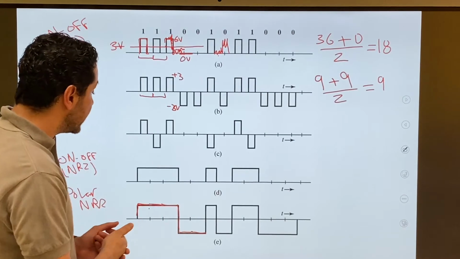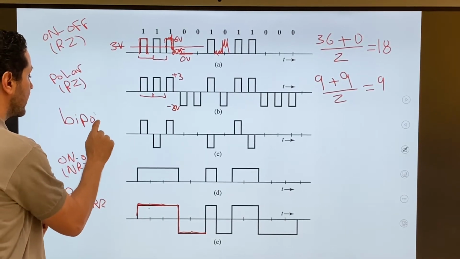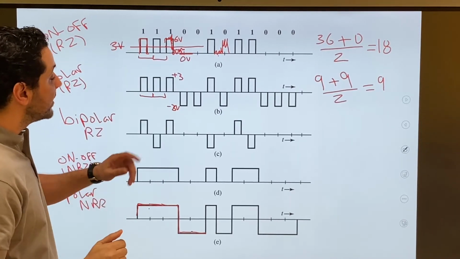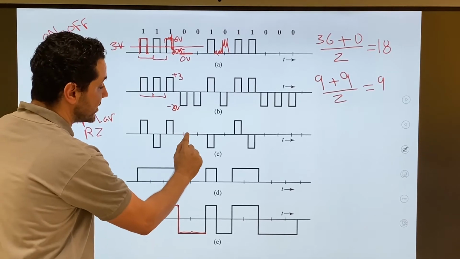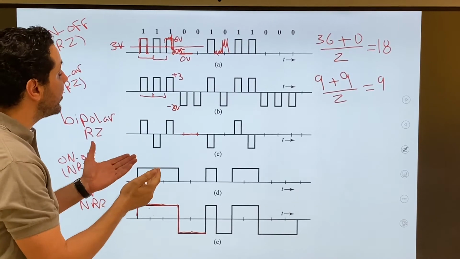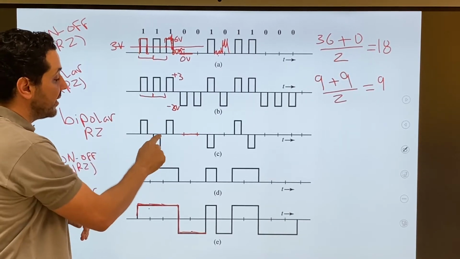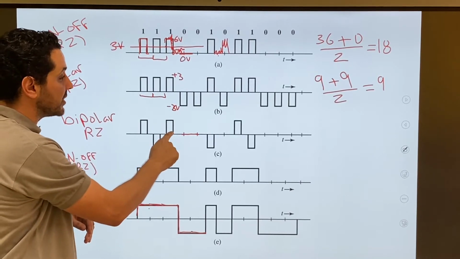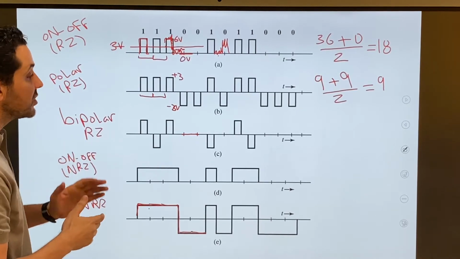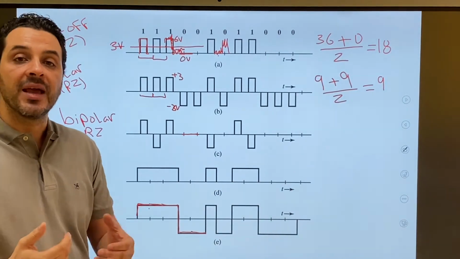A third scheme is called the bipolar return to 0. In the bipolar return to 0, the 0 is represented by no pulse. As we see here, binary 0 is represented by no pulse, while binary 1 is represented one time by a positive pulse, and then another time by a negative pulse, one time by a positive pulse, and then another time with a negative pulse, alternating. That's why the bipolar return to 0, sometimes they call it alternate mark inversion, or sometimes they call it pseudo-ternary.